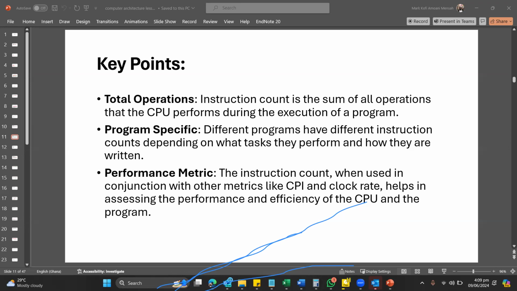So again, we must keep in mind that the instruction count is different based on what it is doing and how it is written. The instruction count, when used in conjunction with other metrics like the CPI and the clock rate, helps in assessing the performance and efficiency of the CPU and the program.